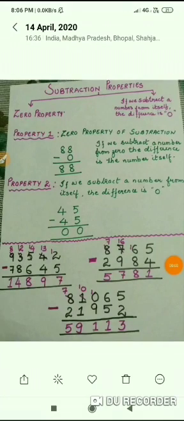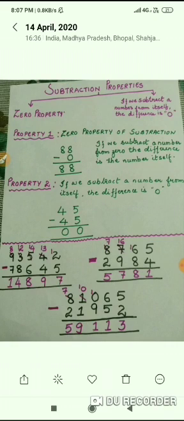Here we have to subtract 78,645 from 93,542. 5 cannot be subtracted from 2, so we will borrow 1 from 4 and make it 12. Now 12 minus 5 is 7.